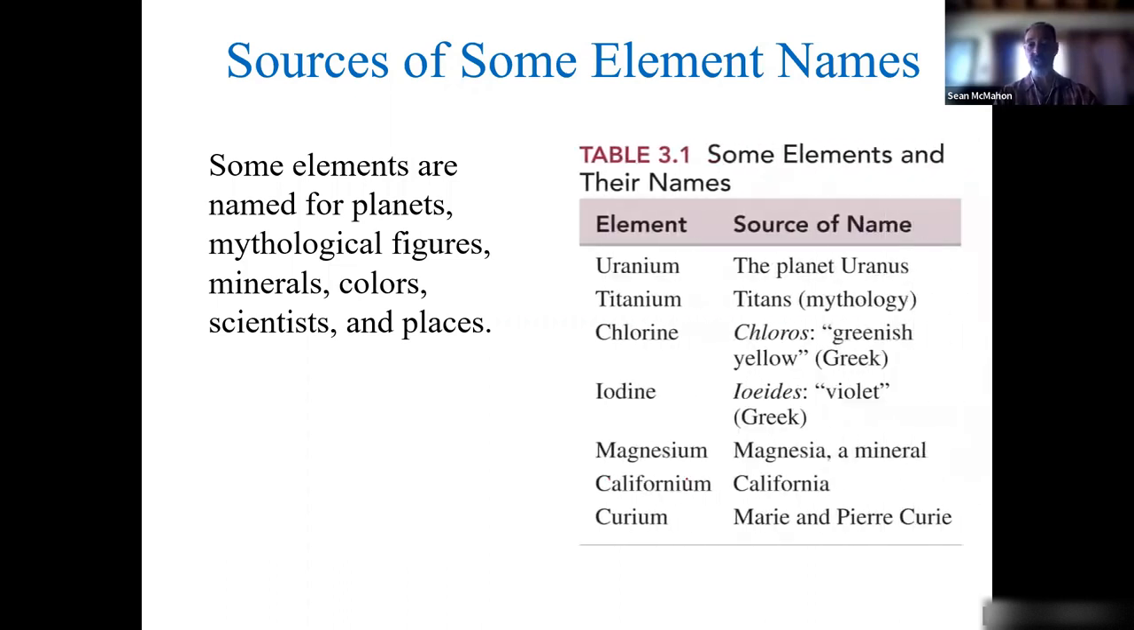And I always like to show, well, like uranium, right? That's from the planet Uranus. Titanium, the Titans. Chlorine, chloris, which is greenish yellow color. I'm not going to even try the iodine, but violet. And you can see magnesium, magnesia, mineral, californium for California, and curium after Madame Marie Curie. So this is different ways that we came up with these names.